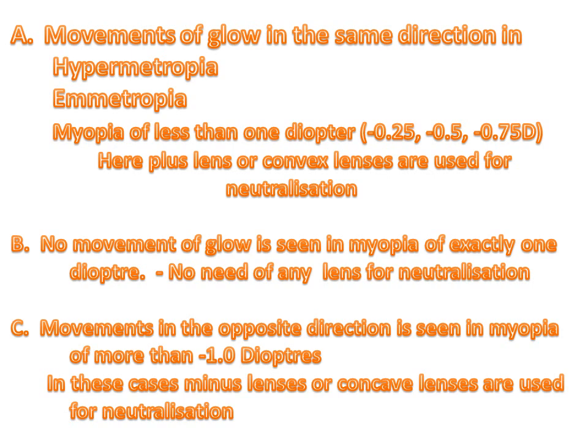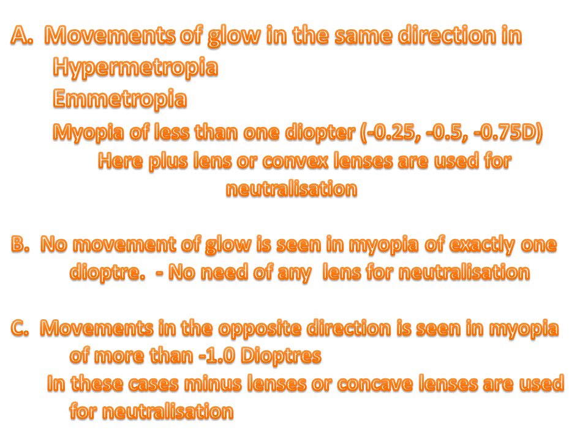Now, when you observe the movements of the fundal glow, there can be movements in the same direction, no movement at all, or movements in the opposite direction. We will go to the first condition where there is movement of glow in the same direction. This kind of movement, that is movement in the same direction, is seen in case of hypermetropia, emmetropia and myopia of less than 1 diopter.